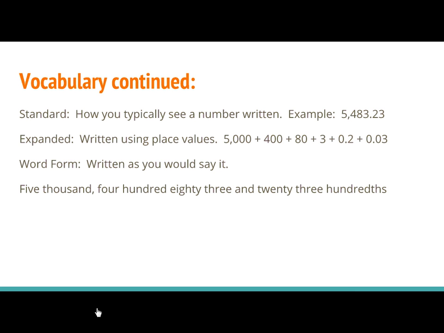Okay, some more vocabulary. Standard is how you would typically see a number written. There's an example for you. Expanded is written using place values, and word form is written as you would say it. So for our example, we would say 5,483 and 23 hundredths. Very important to remember that when we read math, we read a decimal mark as the word and.